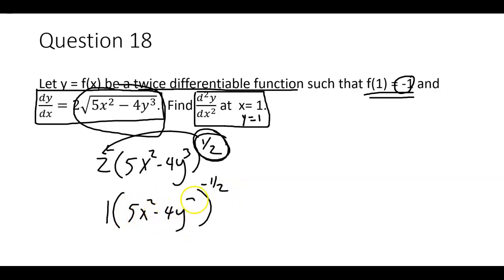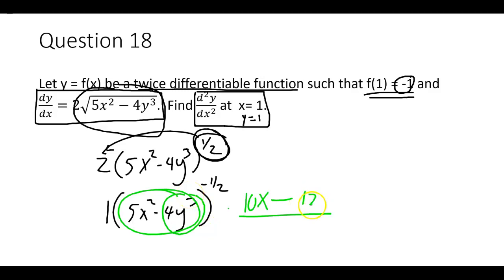But this is a chain rule because we have an inside function. So now I need to multiply it by the derivative of the inside. So the derivative of 5x squared is 10x. And the derivative of 4y cubed is going to be 12y squared. But let's pay attention to the fact that we get a y prime because of that.